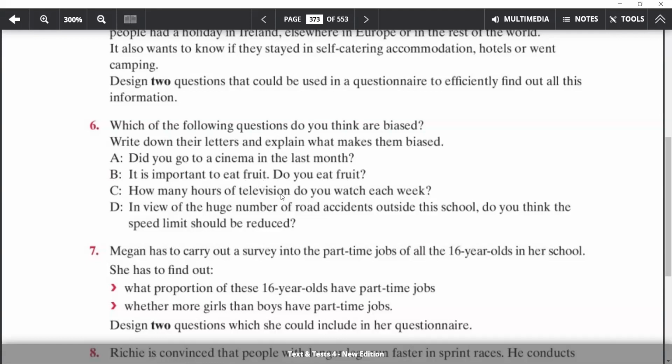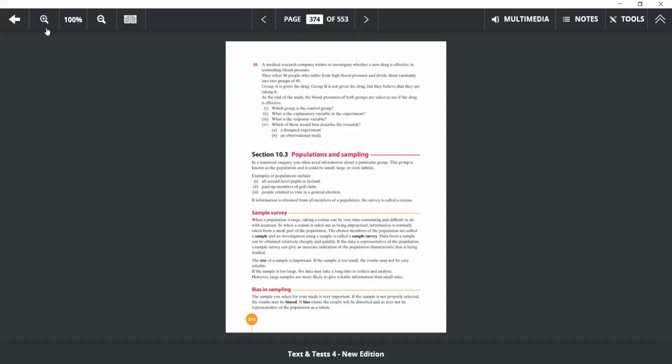How many hours of television do you watch each week? Nothing wrong with that. People can answer that probably reasonably well. Might be easier to say in the last week so that they can think of one specific week. In view of the huge number of road accidents outside the school, do you think the speed limit should be reduced? So that's obviously leading. They're saying, look, we're having lots of accidents outside. If you don't give an answer that yes, it should be reduced, it's almost like you're endorsing these accidents and saying they're great. So most people are going to say yes, the speed limit should be reduced, but it's a leading question.